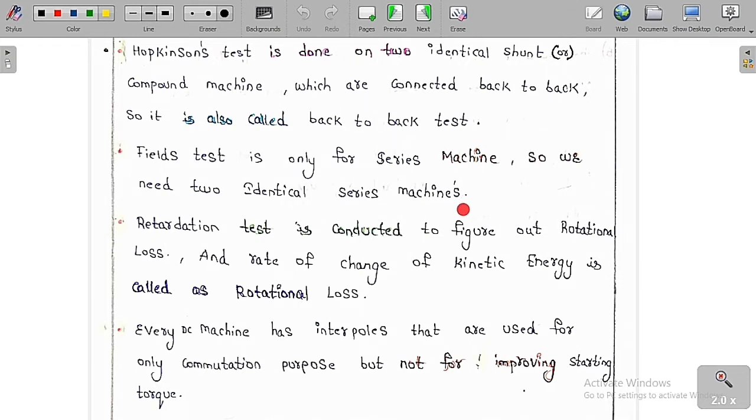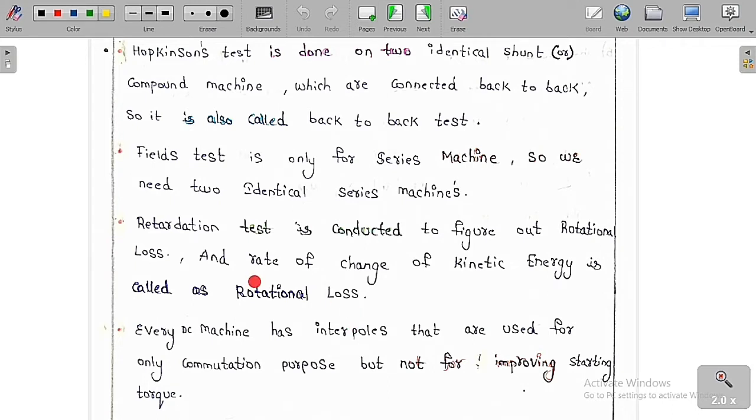Retardation test is conducted to figure out the rotational losses. I have already told you the retardation test is basically conducted to figure out the rotational losses, and the rate of change of kinetic energy is called the rotational losses.